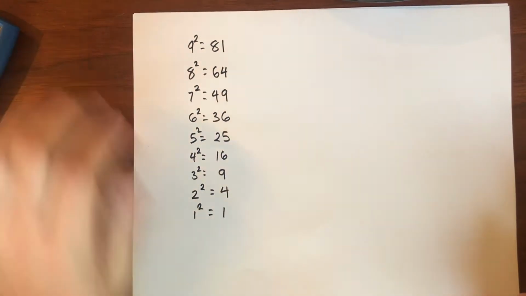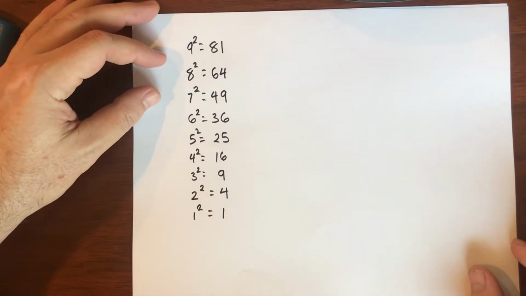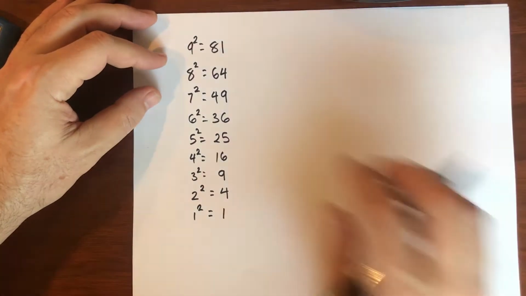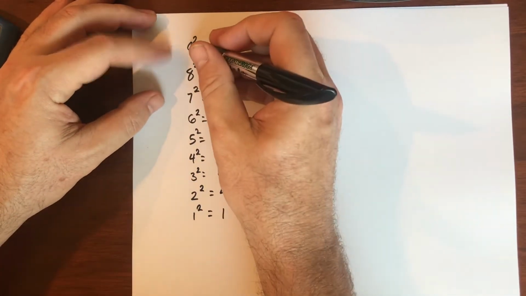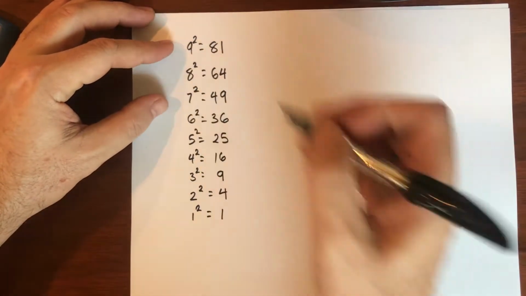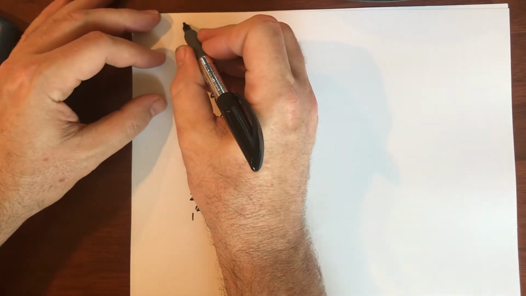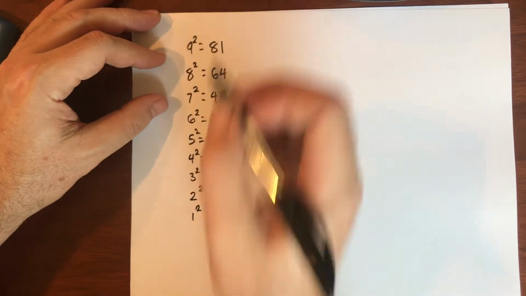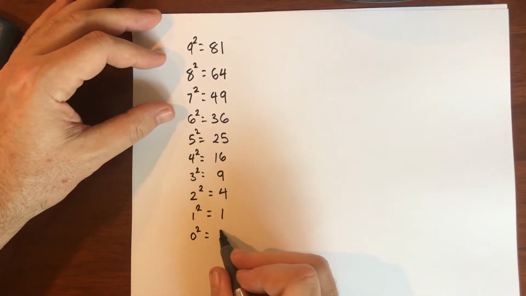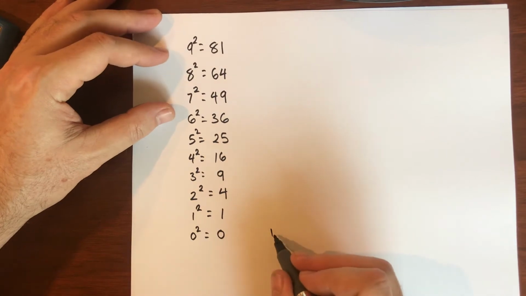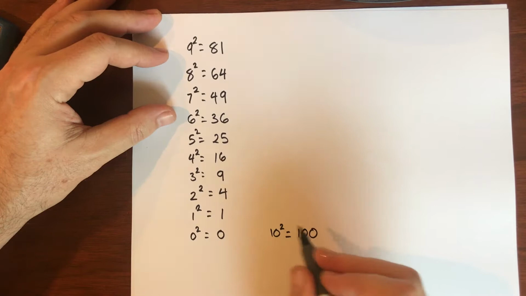Now, there's some cool patterns that you'll see in numbers that have the same ones digit. So I'm going to do the next 10 right here. Well, 10 squared, of course, would be, let's do 0 squared down here. I'll put the 10 at the bottom. It'll look weird, but that's fine. 0 times 0 is 0. So 10 squared is going to be 10 times 10, that's 100.